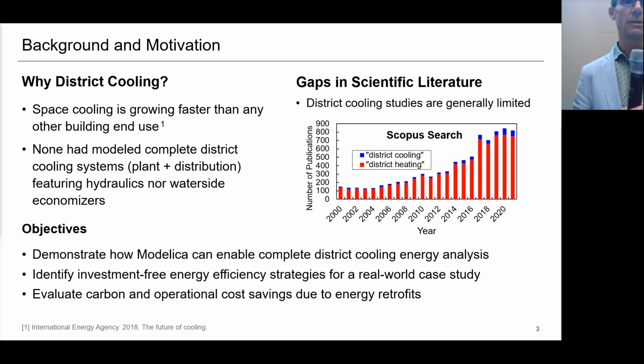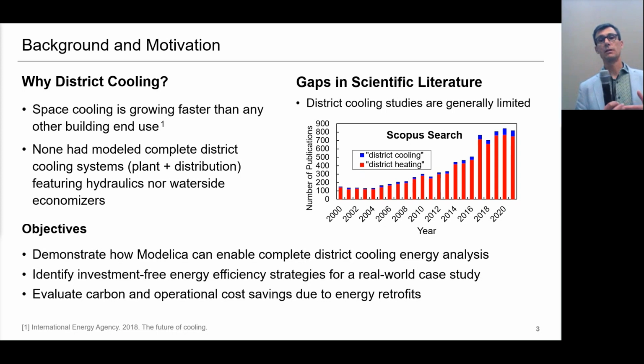operation of those systems. So the objective of that work was to demonstrate how Modelica can enable a complete district cooling energy analysis. By complete, we mean all the way from the chilled water plant to the distribution and then the buildings coupling.